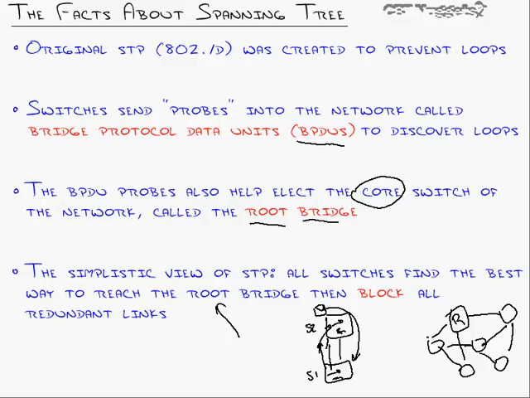Meaning this one's going to look and say, well, the easiest and fastest way for me to get there is this link, so it's good. But I've noticed that I can also reach the root through this link and, well, not that link down there. So I'll block that redundant connection. Okay, so all the switches find the best way to reach the root and then block redundancy.